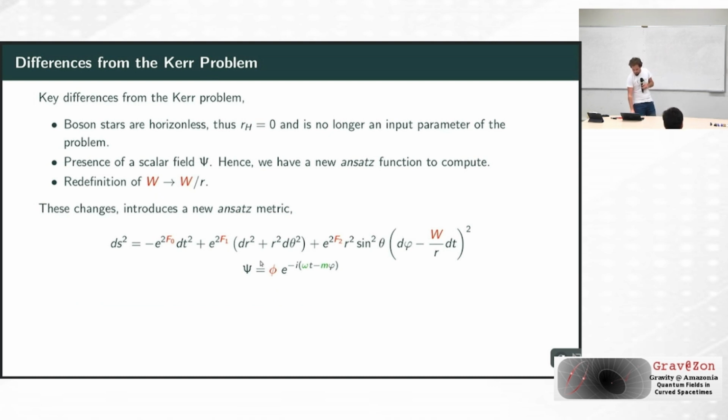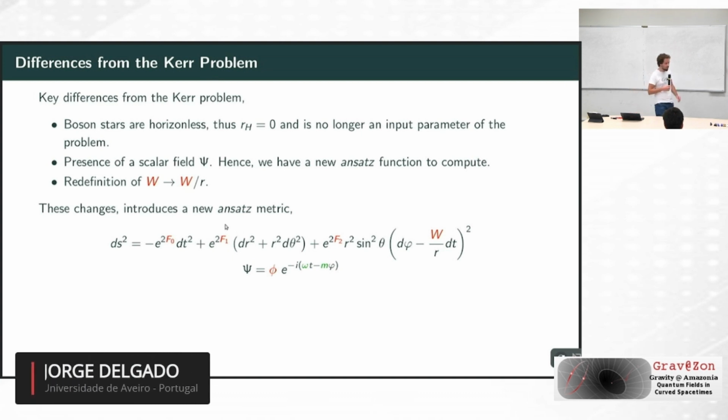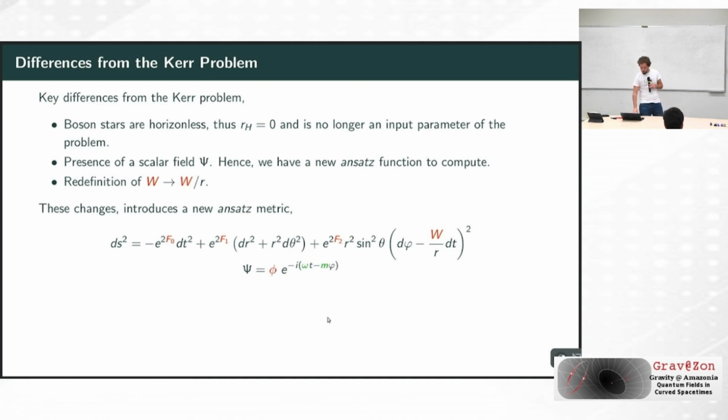So in the end, you have this new ansatz. As you can see, we again have the 4 usual ansatz functions, F0, F1, F2, and W. But now we also have this new ansatz function phi for the scalar field. We also see that there is no N function that appeared before. Basically, that's because you put RH equal to 0, and then the N function will be equal to 1. So it disappears from the metric. And there is some new part here regarding this exponential for the scalar field.